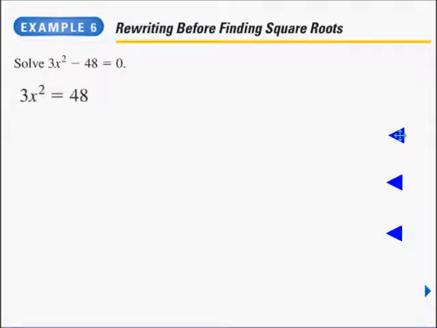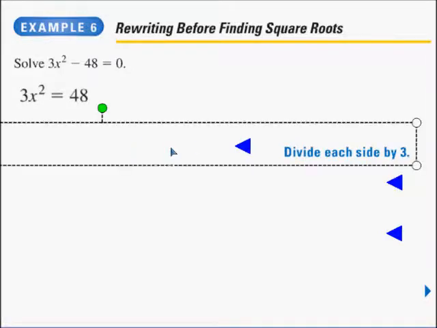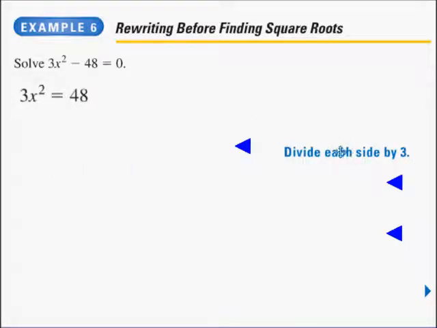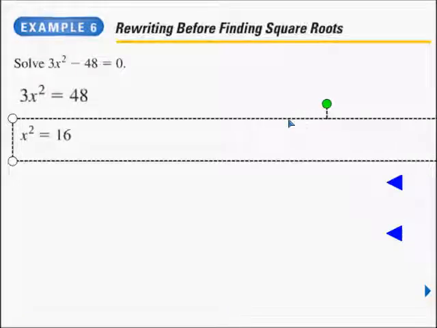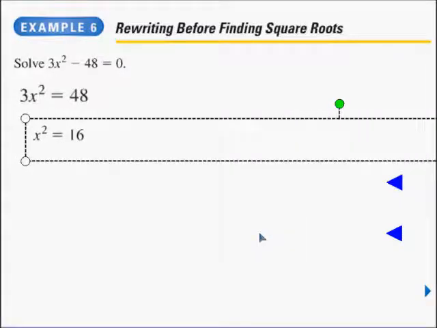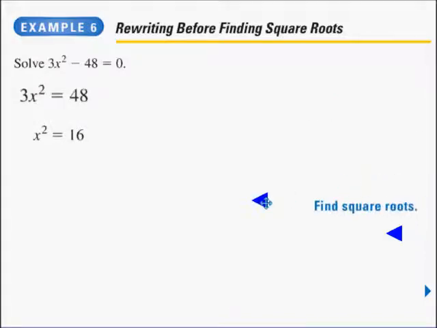My next step would be, I still have a coefficient, so let's divide each side by 3. When I divide each side by 3, I will end up with x squared equals 16. Still haven't got that single variable, I still have a squared variable. So, you guessed it, the next step would be you need to find the square root of each side.